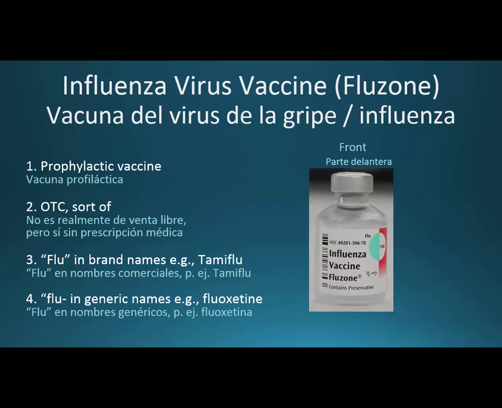Flu in brand names, so Tamiflu. Flu en nombres comerciales, so commercial names. For example, por ejemplo, which is what PEJ stands for, Tamiflu. And then flu in generic names, por ejemplo, fluoxetine becomes fluoxetina. Remember that fluorine is the reason that FLU is in fluoxetine, and influenza is the reason that flu is in Tamiflu. But flu en nombres genéricos, por ejemplo, fluoxetina.